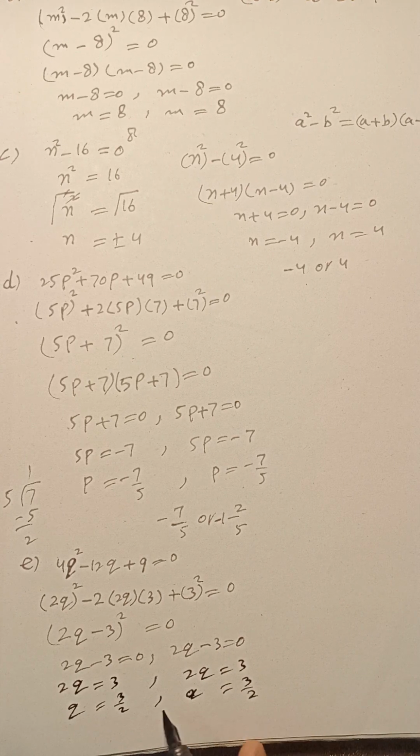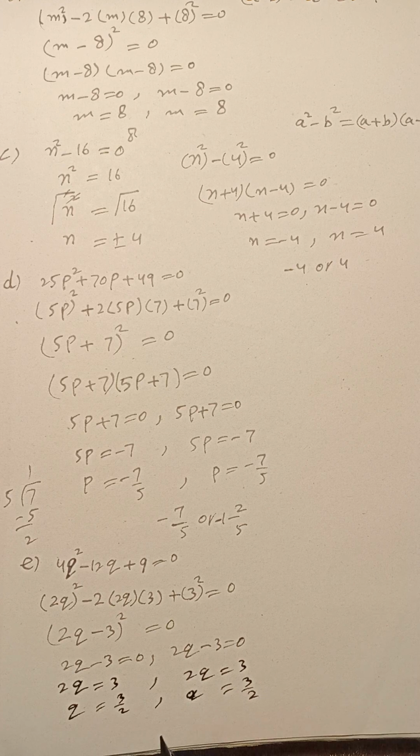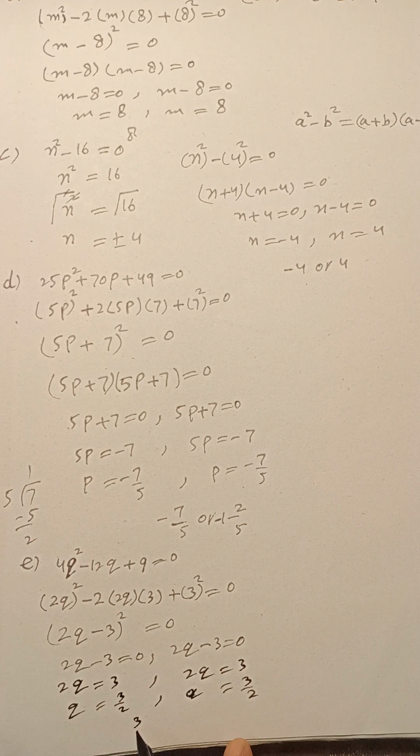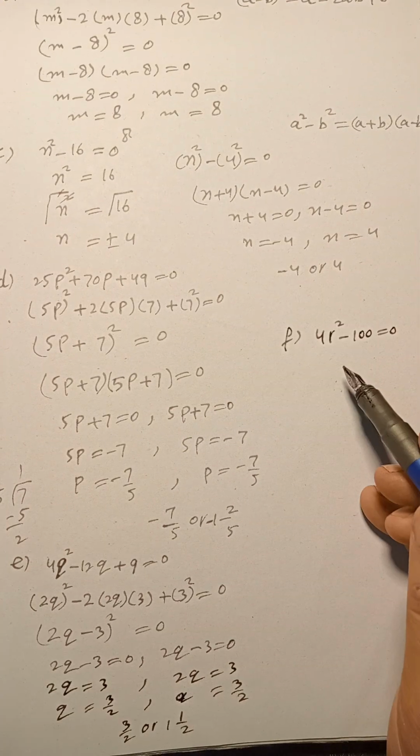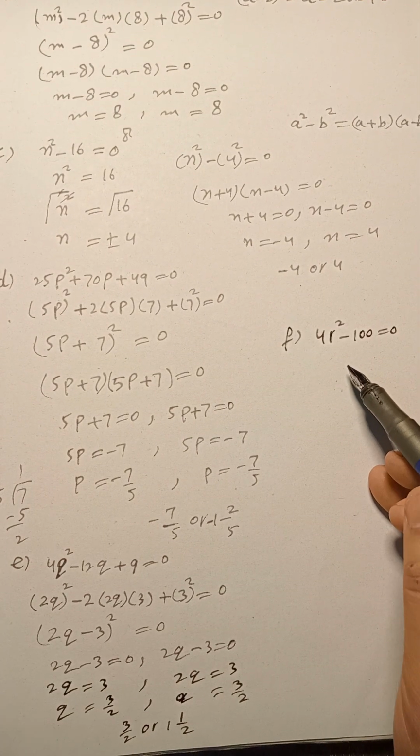So 3 over 2 is our answer, and you can find it in the form of a whole number. So it will become 3 over 2 or 1 whole 1 over 2. It may be our answer. See this last part of question number 4.